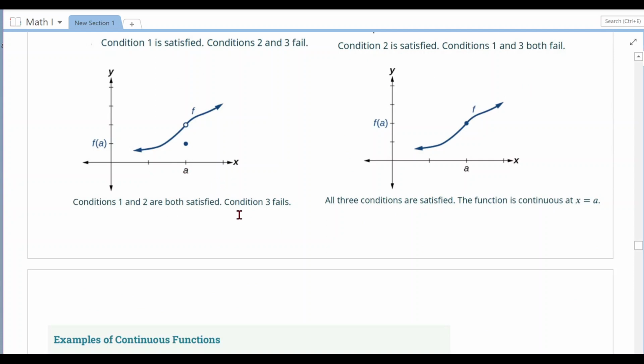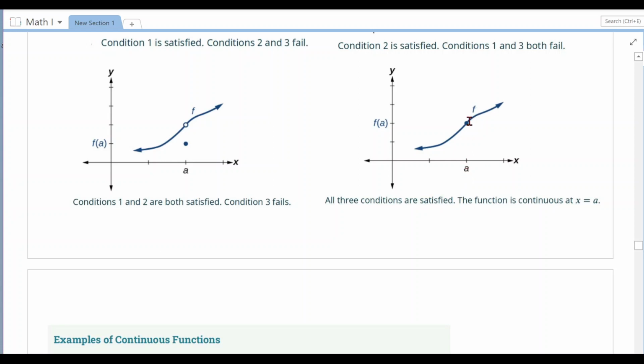In example 3, the value of the function at x equals a is given by this dot here, and the limit of this function from the left and from the right is fulfilled at this circle point here. However, the value of the function is not the same as the limit value at the top, therefore condition 3 fails.